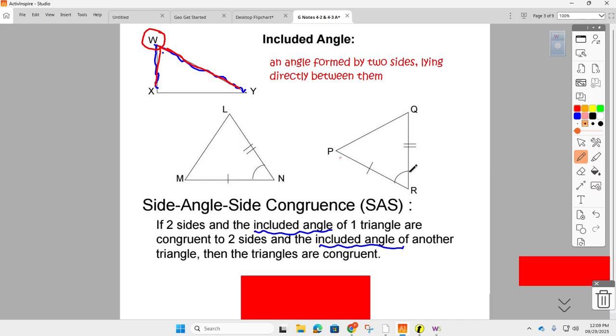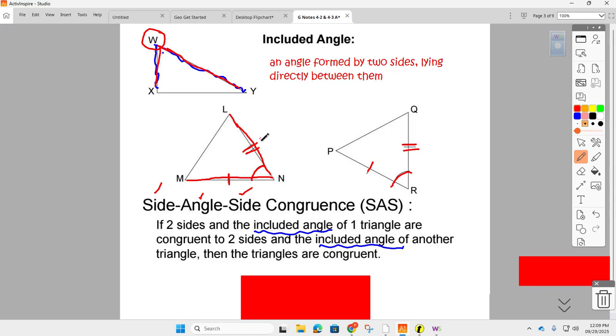So if we're looking at these two triangles down here, we've got an angle marked congruent, a side marked congruent, a second side marked congruent. So the question is the angle. We have two sides, and we have an angle. Is it an included angle? Well, this side and this side that are marked congruent create that angle, so that makes angle N the included angle in these two sides.